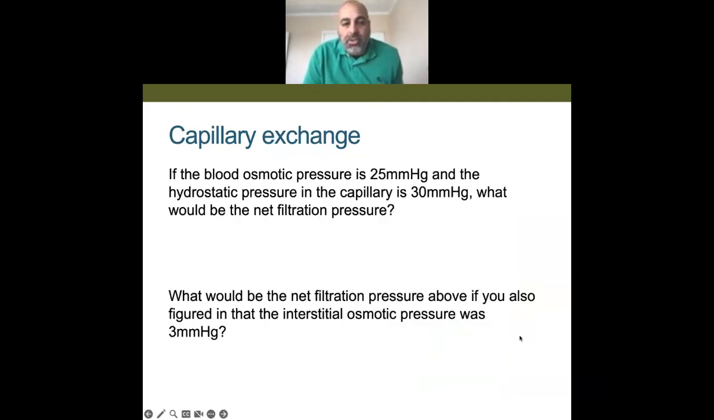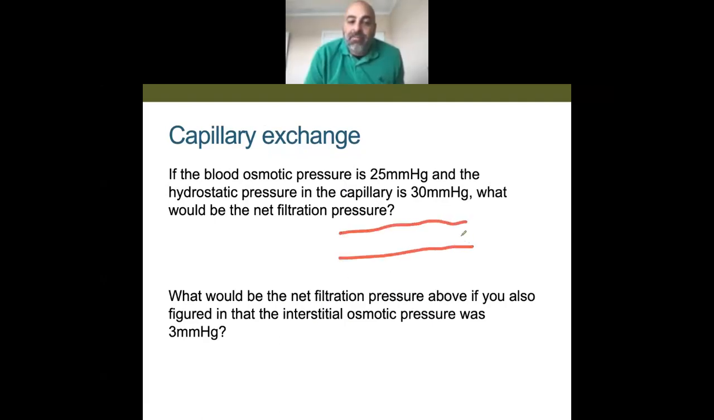So here we have questions for y'all. If the blood osmotic pressure is 25 millimeters of mercury and the hydrostatic pressure in the capillary is 30 millimeters of mercury, what would be the net filtration? Shouldn't it just be five? So you have to tell me where is the 5? Okay. Where is it going?